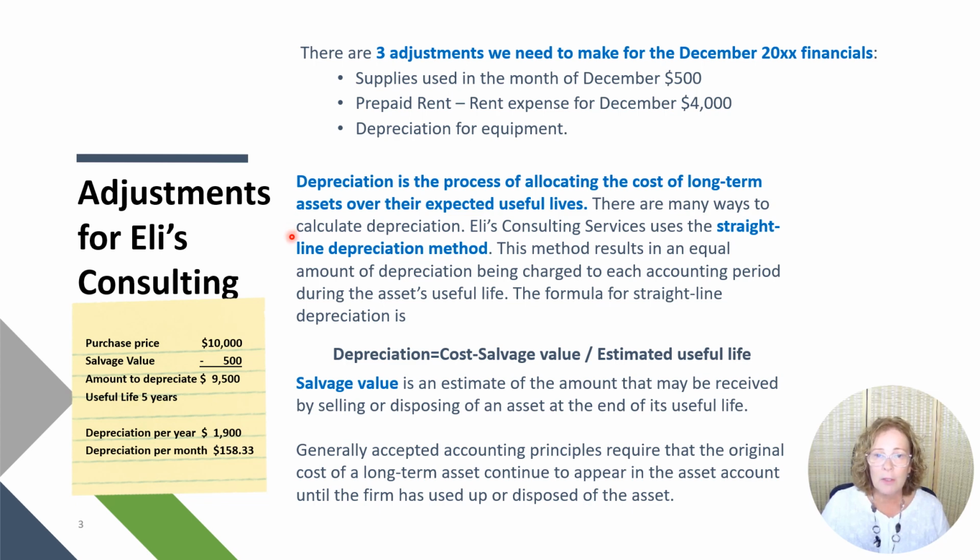The straight line method spreads the purchase cost less salvage value in equal portions across the estimated life of the asset. And just in case you're wondering, salvage value is the amount that you expect to sell the asset for at the end of its life. Now let's talk about the estimated useful life. There are also different ways of calculating the useful life, but there are also guidelines that are issued by the IRS.